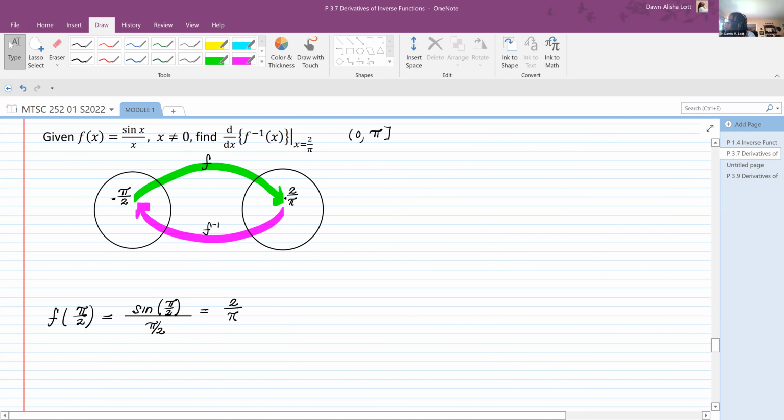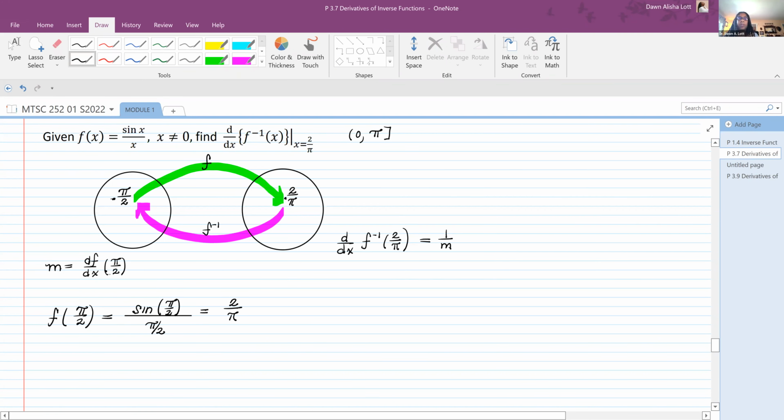So what do I want? Well, over here, I'm asking for this thing right here, which is the derivative with respect to x of the inverse function evaluated at 2 over pi. So that's what that is. And so we're going to know that that is 1 over m, where m is going to be the derivative of the function evaluated at pi over 2.